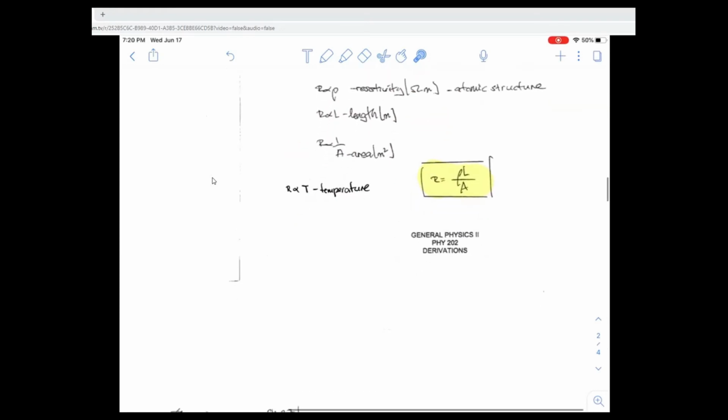So this is what we end up getting. And then we know that with temperature, the resistance is going to increase. So just ignore Ohm's law in that case. All right, so if temperature goes up, the resistance is going to go up.